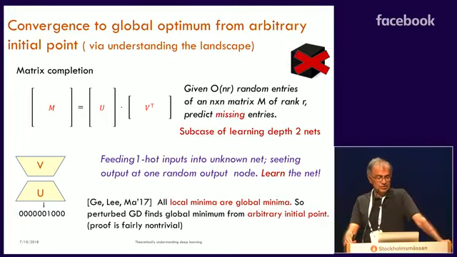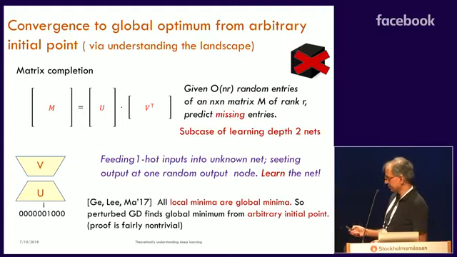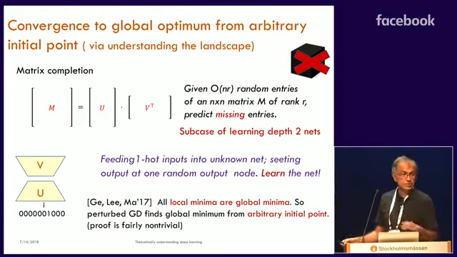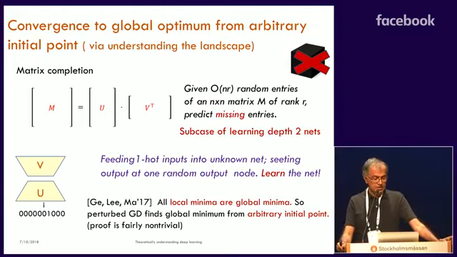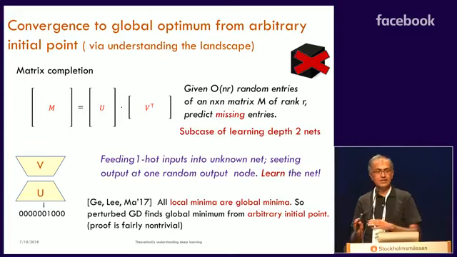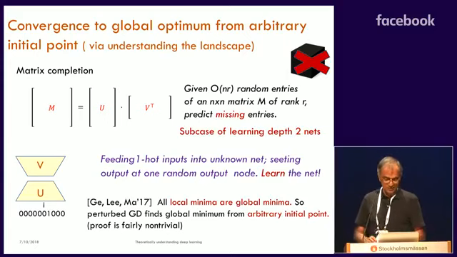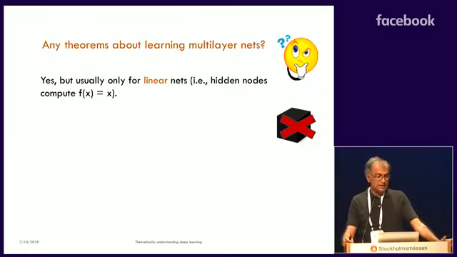And only last year, Ge, Lee and Ma showed that for this problem, all local minima are global minima. Okay, and so perturbed gradient descent finds the global minimum, by the previous slides, from an arbitrary initial point. So even this is fairly non-trivial. This is just to give you an idea of how difficult and hairy things get, even for very simple settings in deep learning.